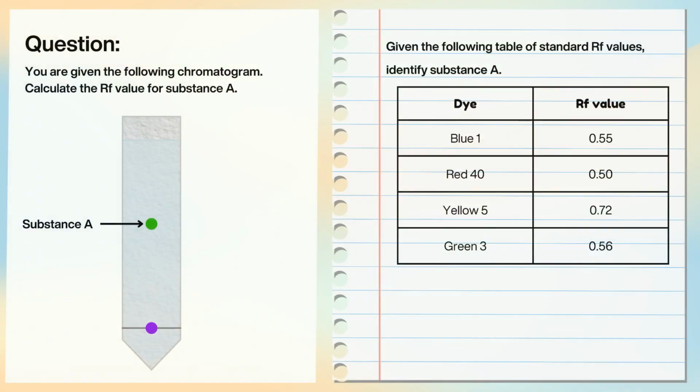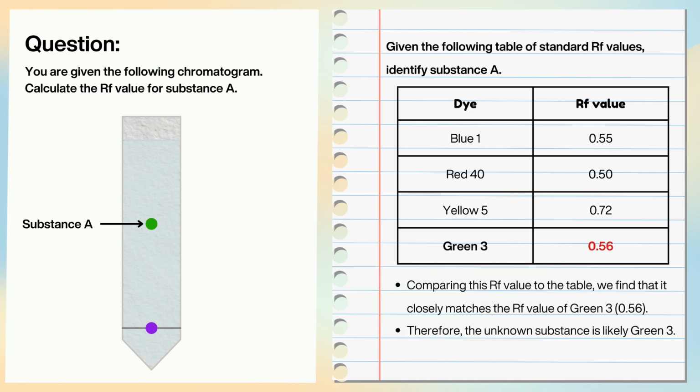Given the following table of standard RF values, identify substance A. Comparing our RF value to the table, we find that it closely matches the RF value of green 3. Therefore, the unknown substance is likely green 3.